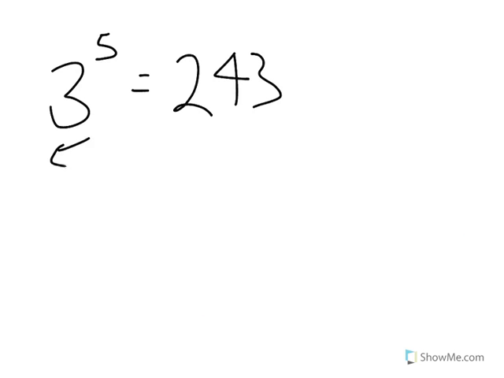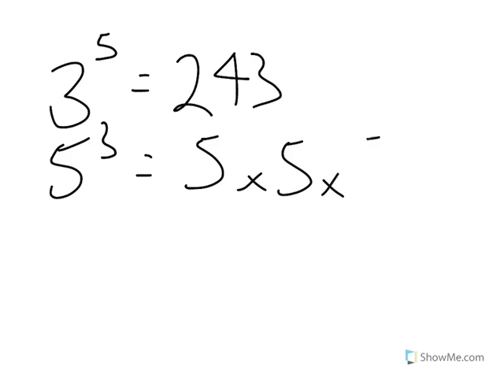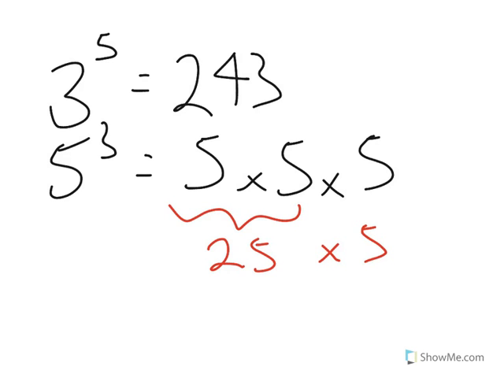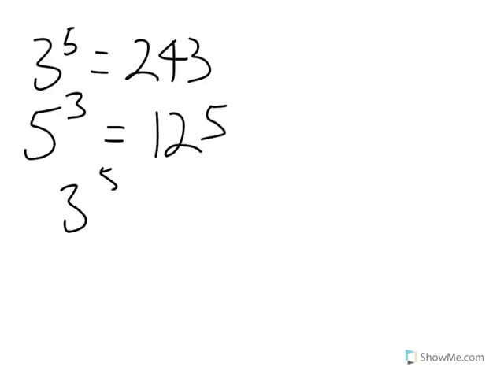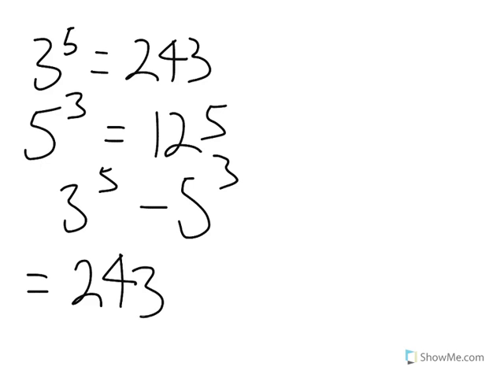We now need to know what does 5 to the power of 3 equal. Well, that is 5 times itself 3 times. And we know that that is 25 times 5, which, if we work out, will be 125. So we know 3 to the power of 5 equals 243, and we know 5 to the power of 3 equals 125, so we can work out 3 to the power of 5 minus 5 to the power of 3, because that should just be 243 minus 125.